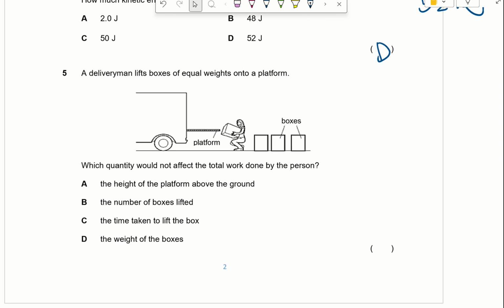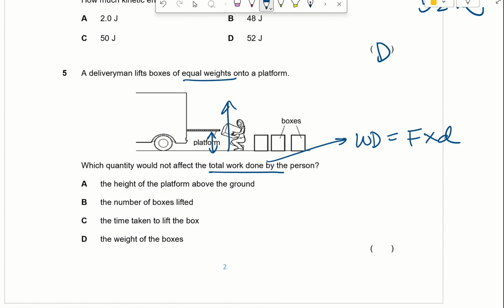Question 5. A delivery man lifts boxes of equal weights onto a platform. Which quantity would not affect the total work done? Now, what is work done? Work done is actually force times distance moved in the direction of the force. So if he lifts the box up, the force exerted is upwards, and this is the distance that he lifts the box through.